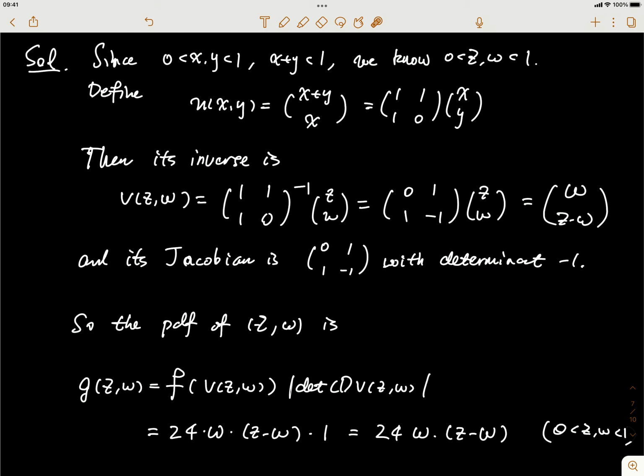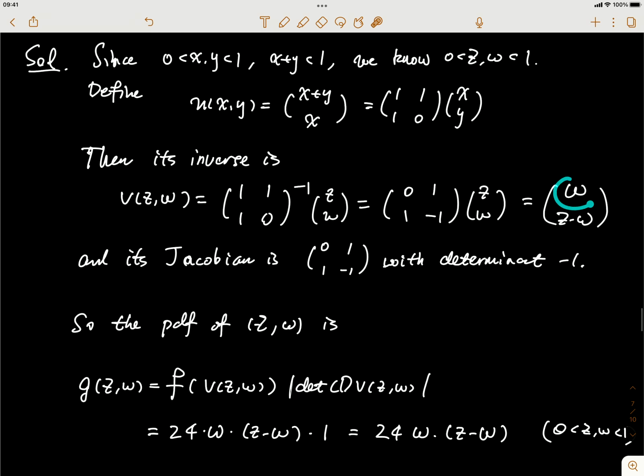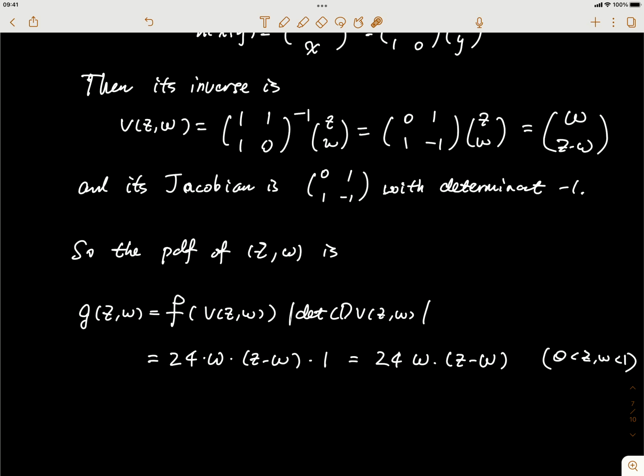Now we're ready to use the formula. So the joint PDF of z and w is just the joint PDF of x and y at this v of zw, times the absolute value of the determinant of the Jacobian. So first of all, this f is 24xy. But x is equal to w, y is equal to z minus w. So 24w(z minus w). And the determinant we calculated is just -1, so the absolute value is just 1. So combining all of them together, it's just this. So that is the joint PDF of z and w, where z and w must be between 0 and 1. So it's actually the square right here. Outside of this square, the joint PDF will be 0.